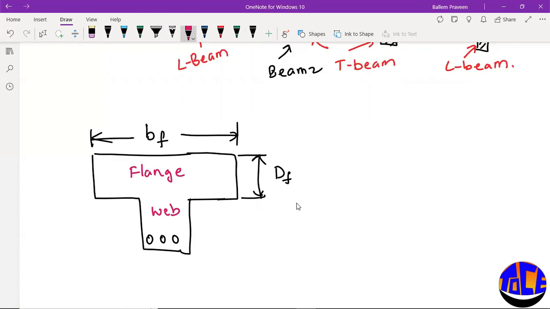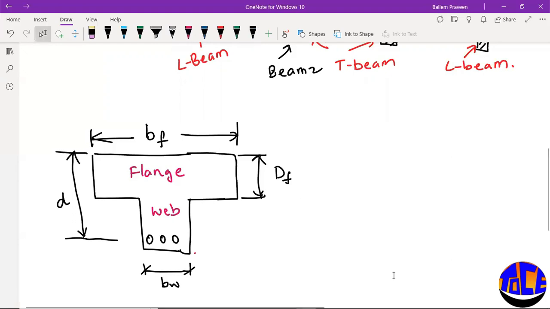This will be the width of the web, and from the top to the center of the reinforcement, it is the effective depth. We all know this. So these are the basic terms that we will see in flanged sections. Similarly in the L-beam also.